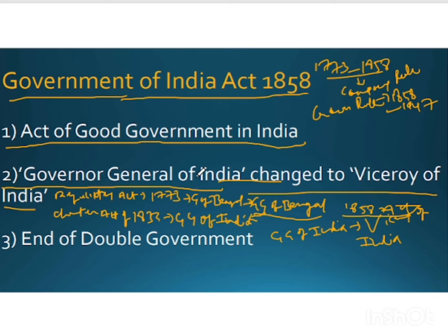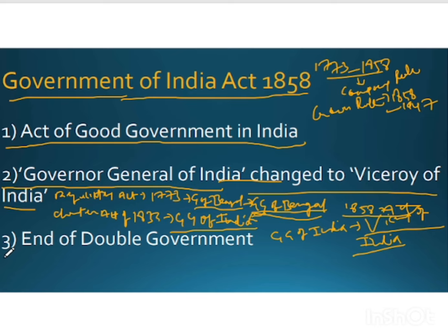Here you also need to remember that the first Governor General of Bengal was Warren Hastings. The first Governor General of India was Lord William Bentinck. And the first Viceroy of India, a designation that came through this 1858 Act, was Lord Canning.